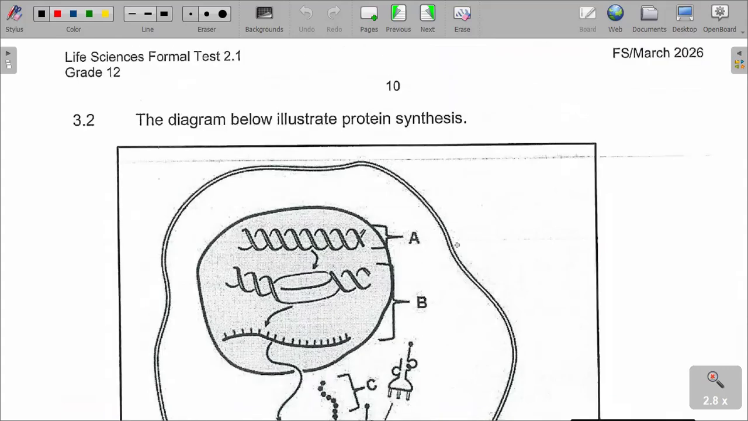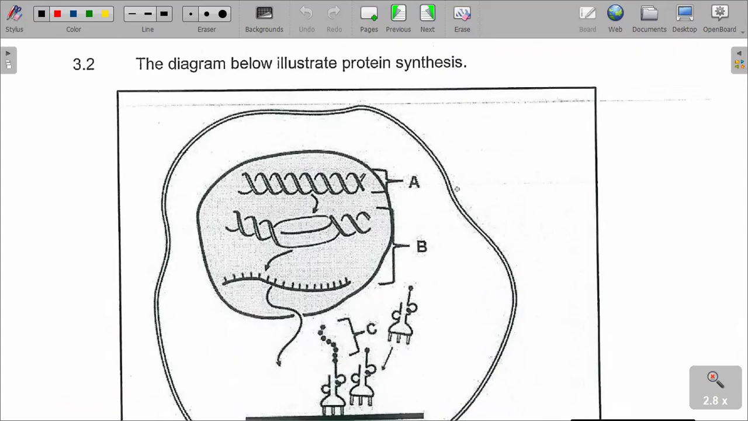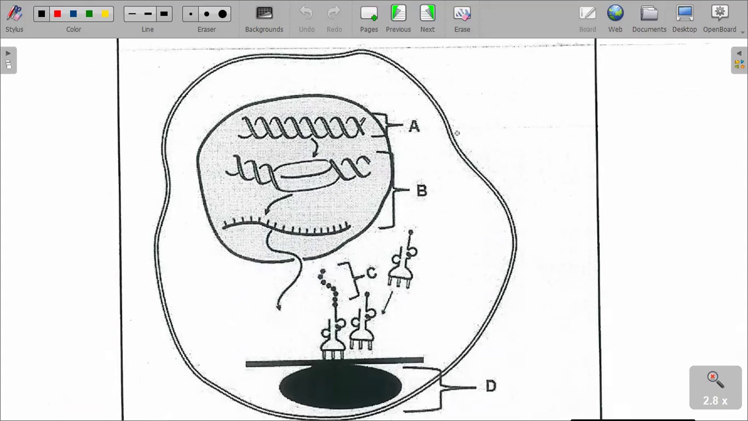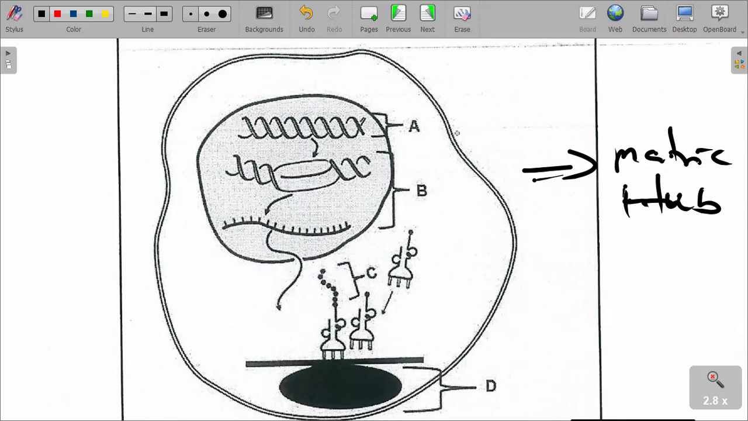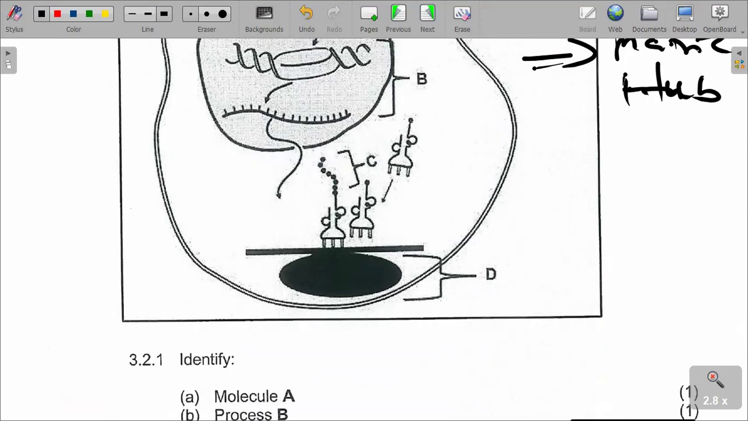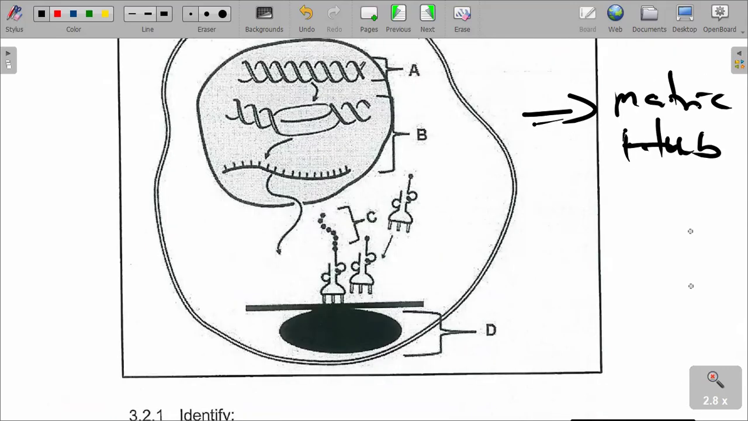The next question is the diagram illustrating protein synthesis. This is a question which we have also answered several times on Metric Hub. For those who are following Metric Hub, you can see that these questions have been answered, and they were answered extremely well and precisely correct.